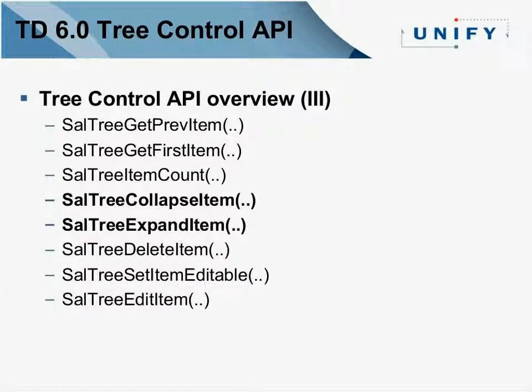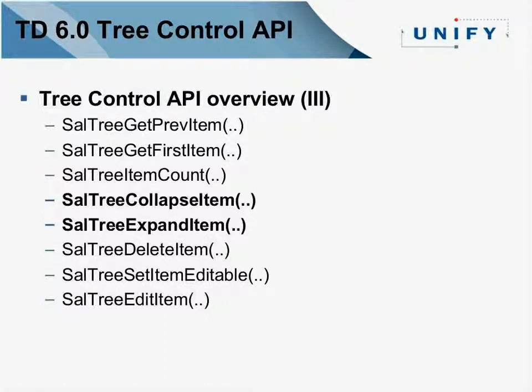I want to talk a little bit in detail about style tree get item text from this slide. And the third one, I want to talk about style tree collapse item and tree expand item, because they are very useful if you want to hide, for example, parts of the tree. And of course, you have some APIs to get the item count, how many items are inside a tree section, or if you want to delete an item or edit an item. But the structure is every time the same.